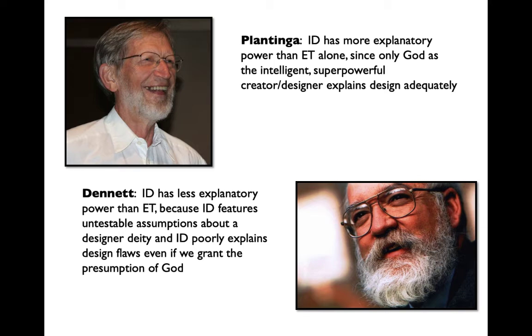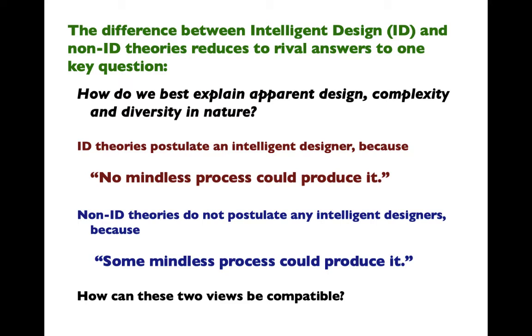Dennett thinks otherwise. ID has less explanatory power because ID features untestable assumptions about a design or deity. And ID poorly explains design flaws. We will talk about design flaws in eyes, even if we grant the presumption of God. The difference then between intelligent design and non-ID theories reduces to rival answers to one key question. How do we best explain apparent design, complexity, and diversity in nature?